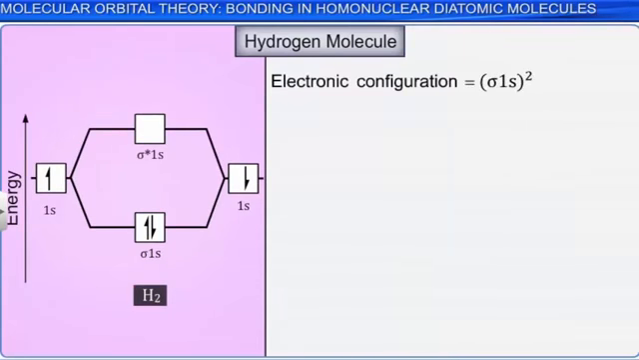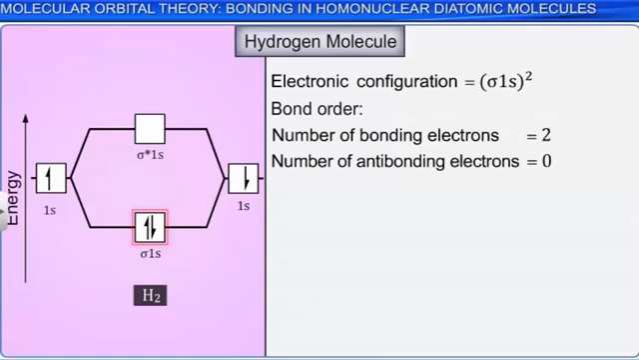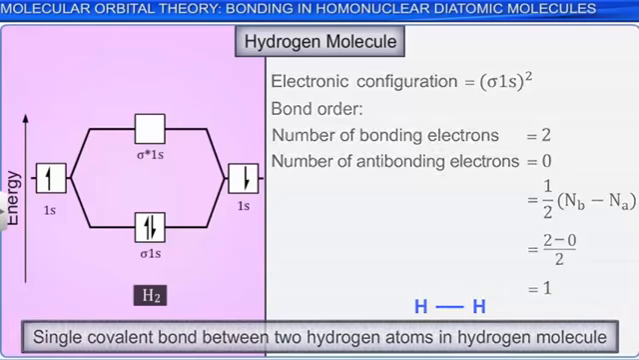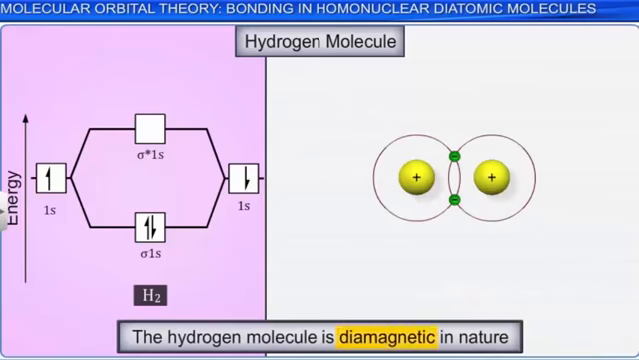Let us calculate the bond order of the hydrogen molecule. As the number of electrons present in the bonding orbital is 2, and as no electrons are present in antibonding orbitals, the bond order is equal to 2 minus 0 divided by 2, which is equal to 1. This shows that there exists a single covalent bond between two hydrogen atoms. The hydrogen molecule is diamagnetic in nature, as no unpaired electrons are present in its molecular orbitals.